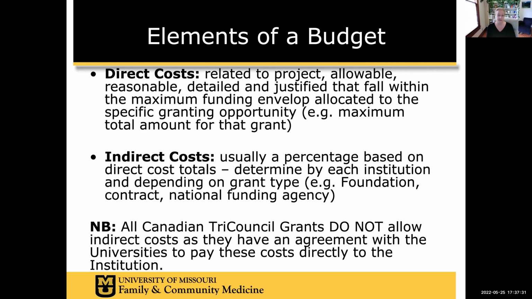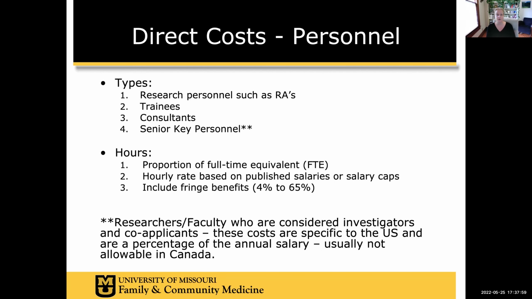Indirect costs are usually a percentage based on direct cost totals. They're determined by the institution and they depend on the grant. That's where you need to go see your Office of Sponsored Research to figure that out. And I can say, like I said at the bottom, Tri-Council grants don't have indirect costs. Other grants absolutely do. And it often comes as a big shock to researchers because they're spoiled by this Tri-Council agreement.